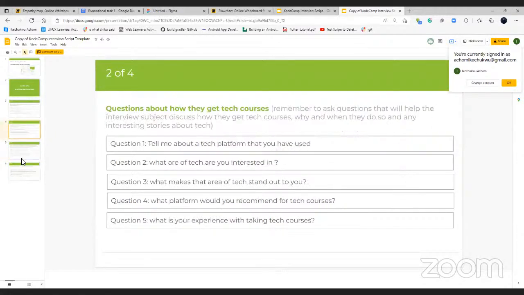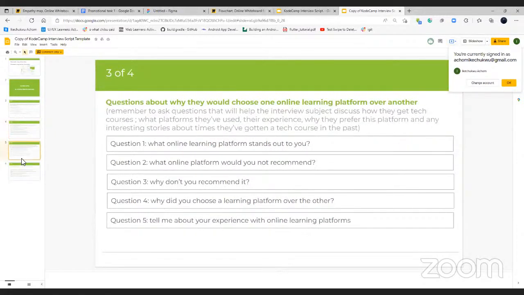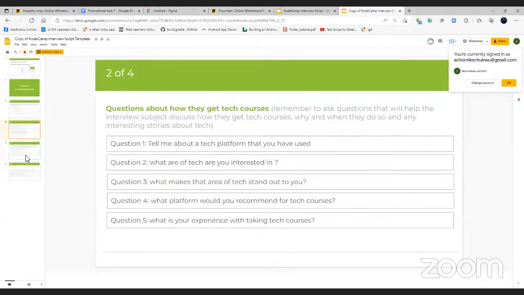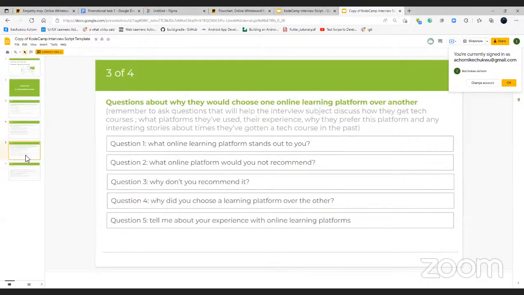Okay. And then what stands out for you? What would you not recommend? Why don't you recommend it? Why did you choose one learning platform over the other? I'm trying to figure out how I can merge these two, questions 3 and 4, into one, because one of them can definitely answer the other.